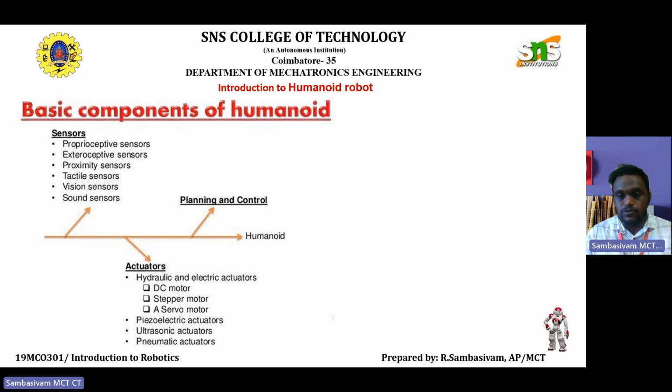This is how the robot is actuated, by getting values from the physical environment using a sensor. Once that is done, planning and control take place: what has to be done, how it has to be planned to do a perfect task, and how it can be controlled using a feedback mechanism. These are the basic components in a humanoid robot to perform a certain task. The combination of all these structures makes up a humanoid robot.